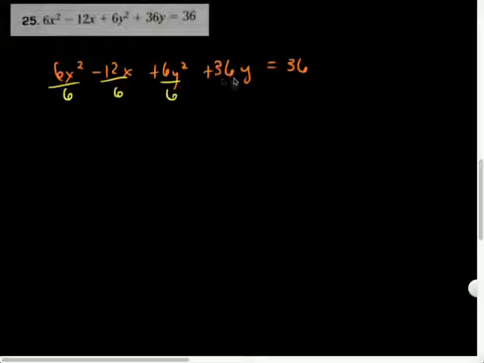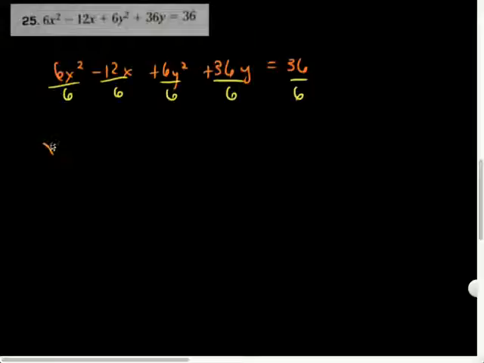I do want those coefficients to be 1s, though. So what I'm going to do here for 6x squared, I'm just rewriting it, minus 12x plus 6y squared plus 36y equals 36. First thing I'm going to do is divide everything by whatever those coefficients are, just to get them to equal 1. And everybody gets divided by 6. And that'll make this guy a little less crazy.